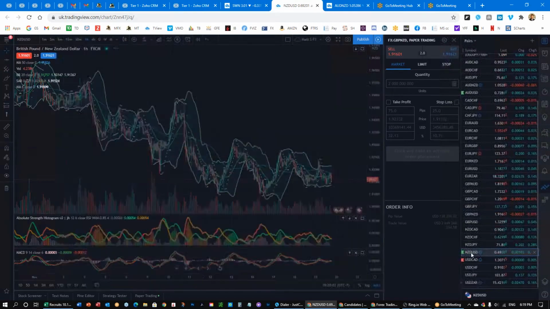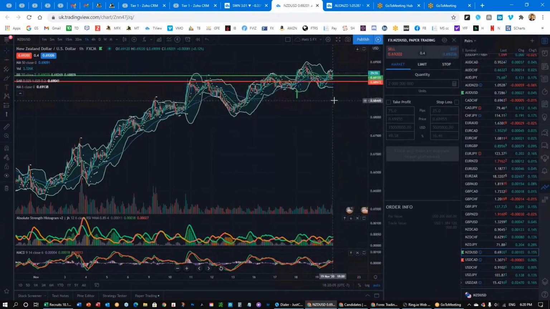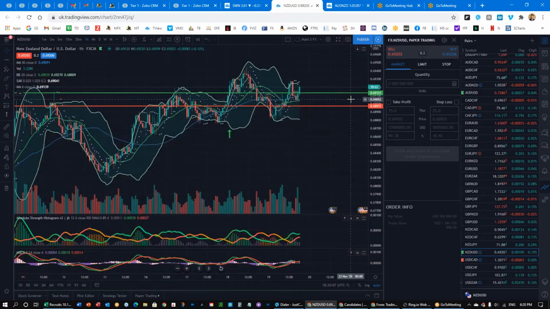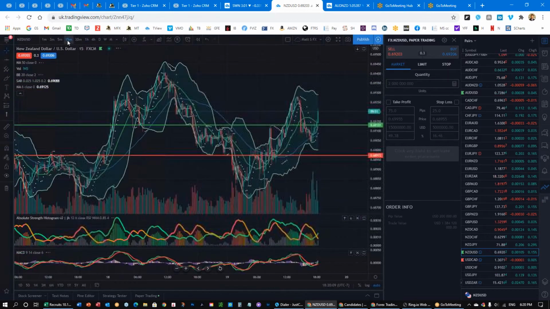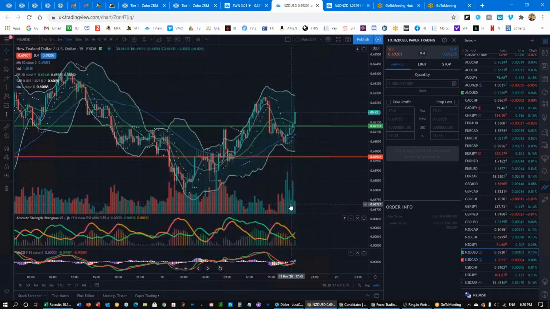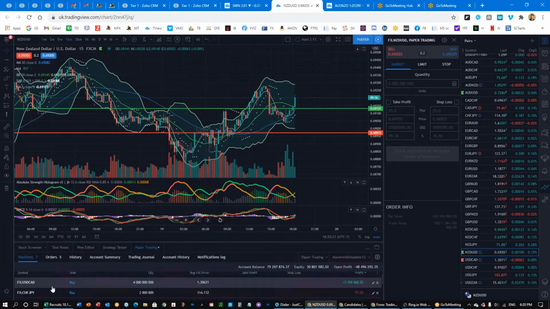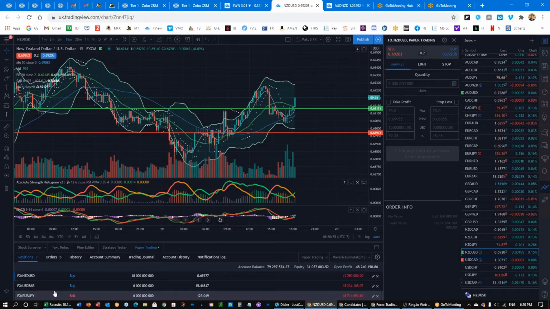Let's see what it's doing. This is the 1 hour chart. Let's see what the 15-minute shows. Wow, look at that. Looks like a power reversal there. Look at this volume down here. That's great volume. Personally, I like that. And I think I'm in it actually. Kiwi dollar.